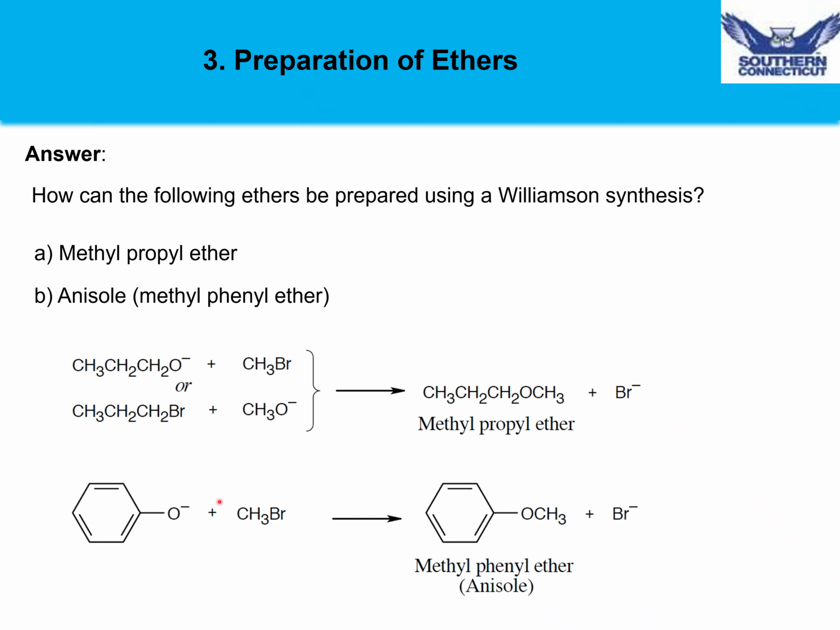In the case of anisole, which is methyl phenyl ether, we only have one option to make this ether, which would be having a methyl group attached to the halogen, and then the alkoxide would be this phenoxide ion, where the phenyl group is attached to the oxygen.